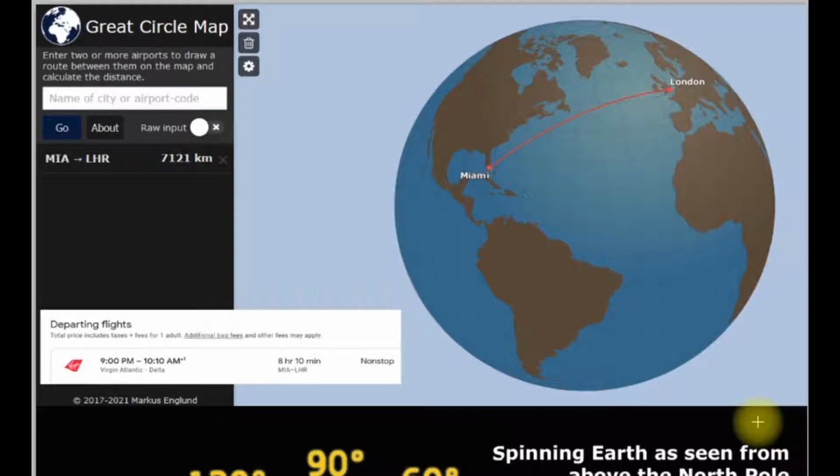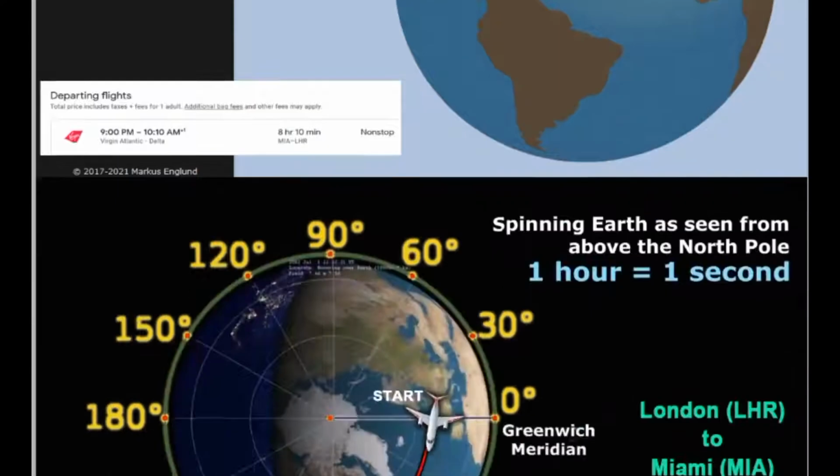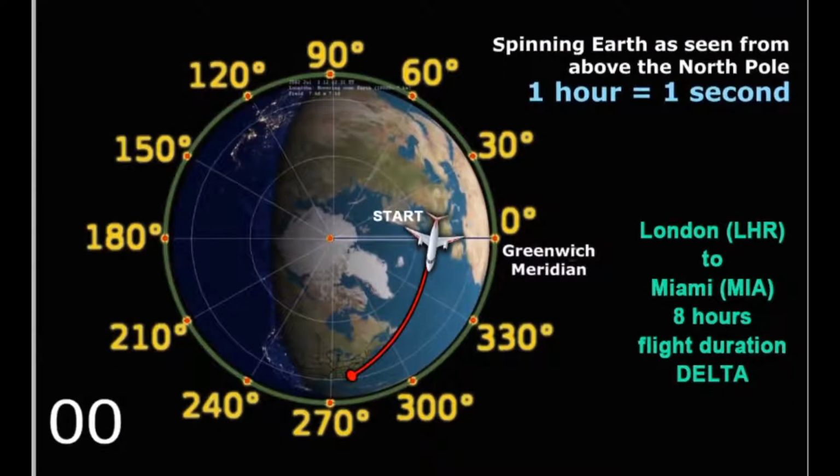Our very first flight, let's look at this London to Miami flight. Here's the flight route as it is shown on the Great Circle Map website. This is the view from the top as looking from above the North Pole. We have here the center, the North Pole right here. We have the prime meridian, London being right here, Miami. And remember, this is the starting point. This flight takes 8 hours, flight by Delta.